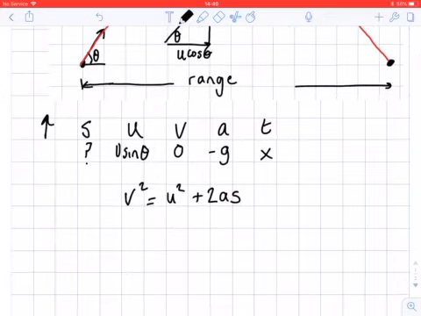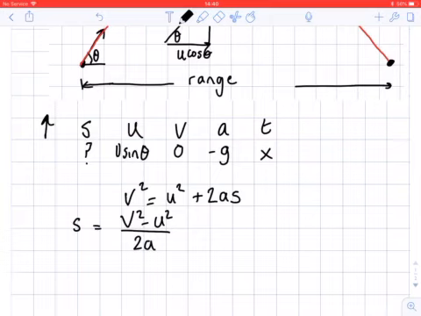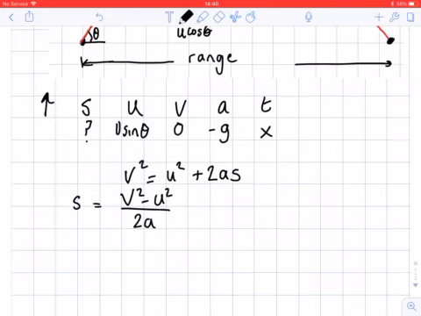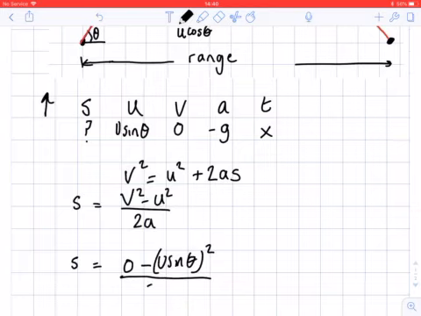I'm going to rearrange it though in terms of s straight away. So that would be v squared, take away u squared over 2a. So this will give me my maximum height achieved. So substituting in my values, v squared would be 0, minus u squared, which is going to be minus u sine theta squared, over minus 2g.